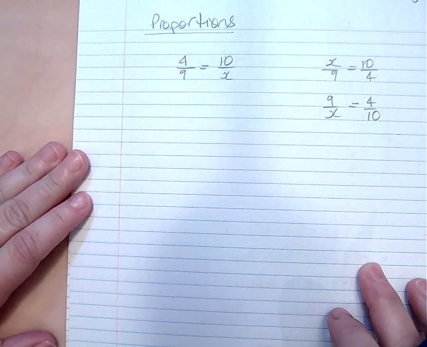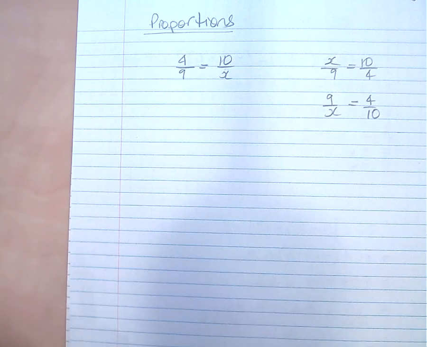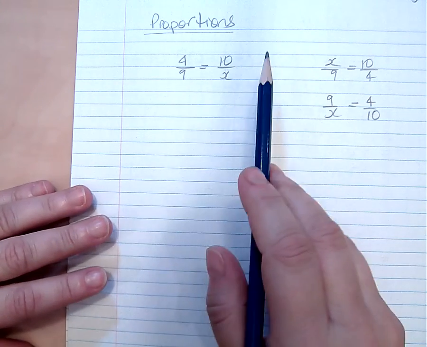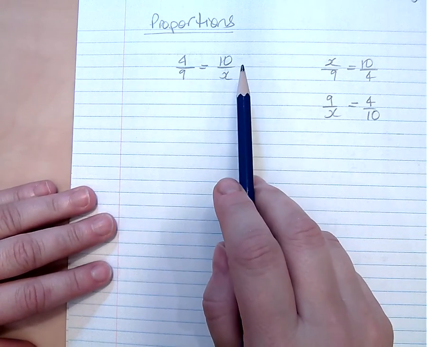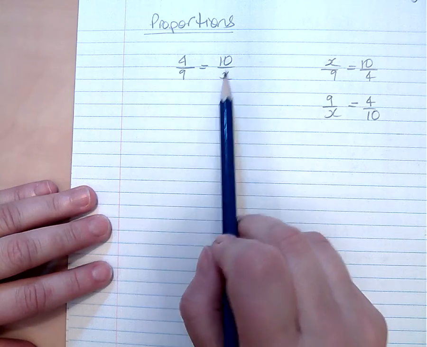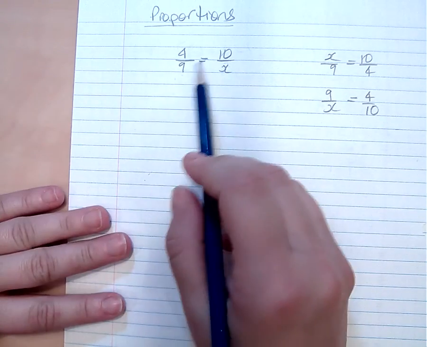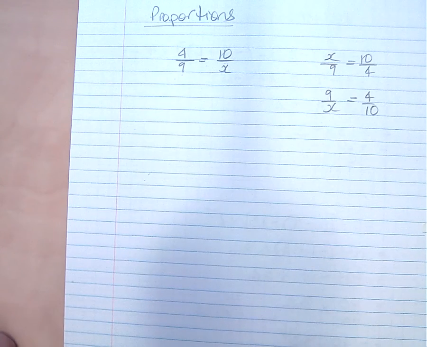Proportions are something you are going to deal with plenty in math in high school. So, how do we do all of this? Well, what is a proportion in the first place? A proportion is two fractions with an equal sign in between. That's it. Two fractions, equal sign in between, that's a proportion.